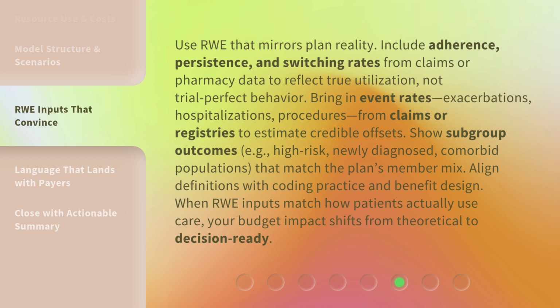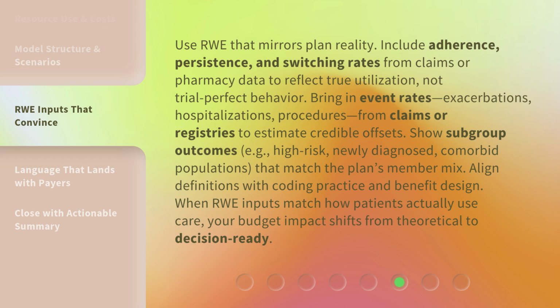Use RWE that mirrors plan reality. Include adherence, persistence, and switching rates from claims or pharmacy data to reflect true utilization, not trial-perfect behavior. Bring in event rates, exacerbations, hospitalizations, procedures, from claims or registries to estimate credible offsets.